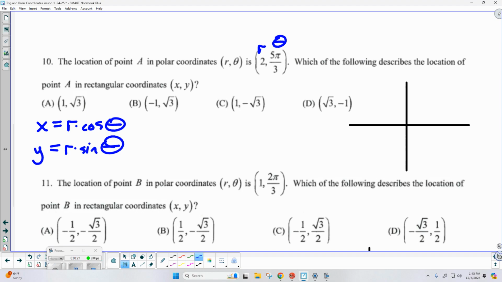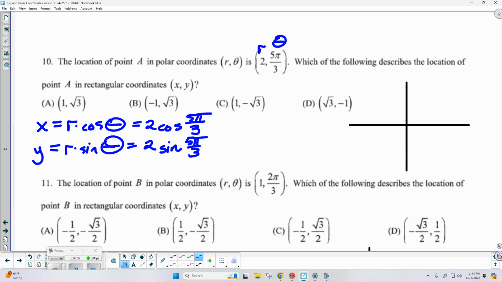Now, this is going to be very straightforward. There's only one way to write a rectangular coordinate, so you're going to get the exact answer. Going from rectangular to polar is a little trickier because there's an infinite number. Okay, so let's go ahead and substitute in. The radius is 2 times the cosine of 5 pi over 3, and we have 2 times the sine of 5 pi over 3.